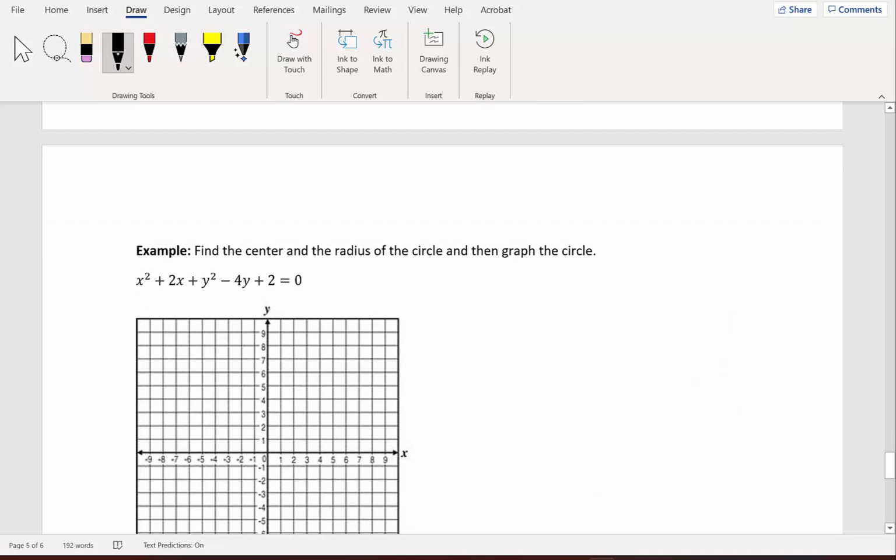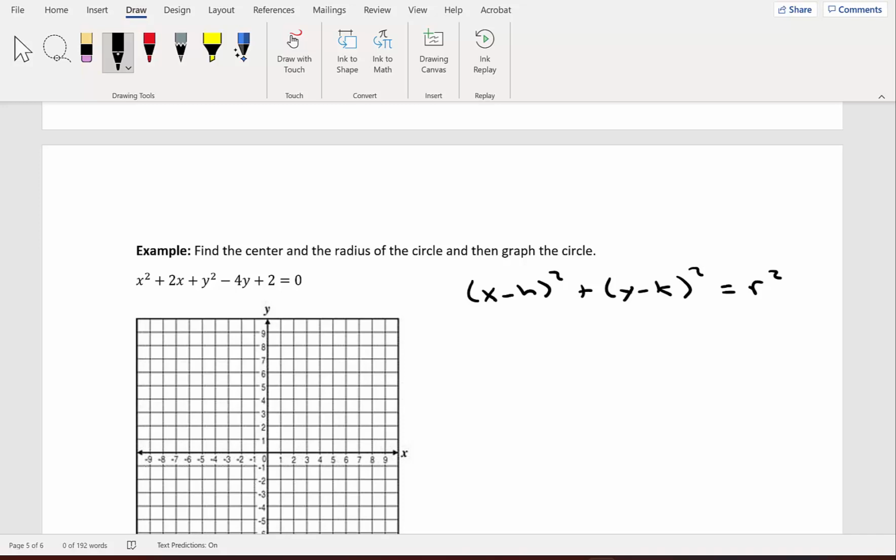So now our next example, find the center and the radius of the circle and then graph the circle. So now this time, it's not in our standard form. It's not of the form x minus h squared plus y minus k squared equal to r squared. Okay, so I can't read off what the center is and what the radius is. Now, in order to find out what the center and radius are, I have to get it into this form first.